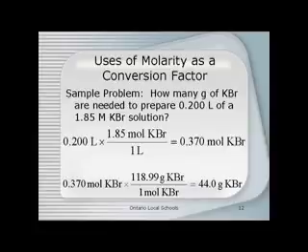Once I have moles of KBr, as we have done dozens of times, if not hundreds of times, we're going to convert the moles of KBr to the desired quantity in grams. So our 0.370 moles of KBr times the molar mass of KBr, which we get from the periodic table, 118.99 grams of KBr over 1 mole of KBr, our moles cancel, and we're left with 44.0 grams of KBr. So if we want to prepare 0.2 liters of a 1.85 mole per liter KBr solution, we're going to dissolve 44 grams of KBr in enough water to bring the total volume to 0.200 liters.